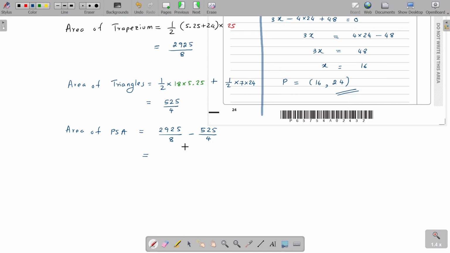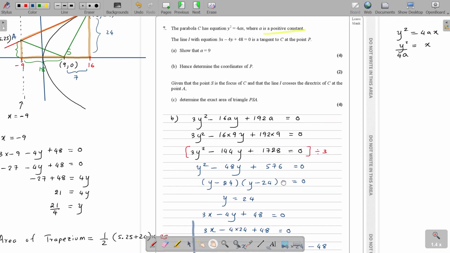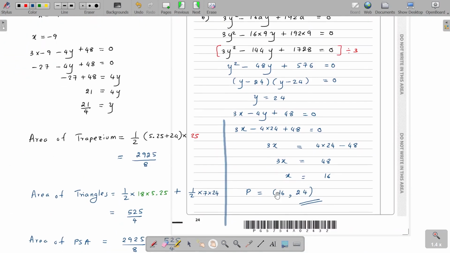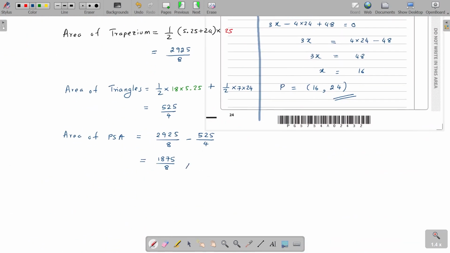1875 over 8. Do they want the exact answer or 3SF? What is it? Determine the exact area. So this is the exact area. You can leave it like this, or 234.375. The exact area is what they want: 1875 over 8 square units. Okay, is this clear?